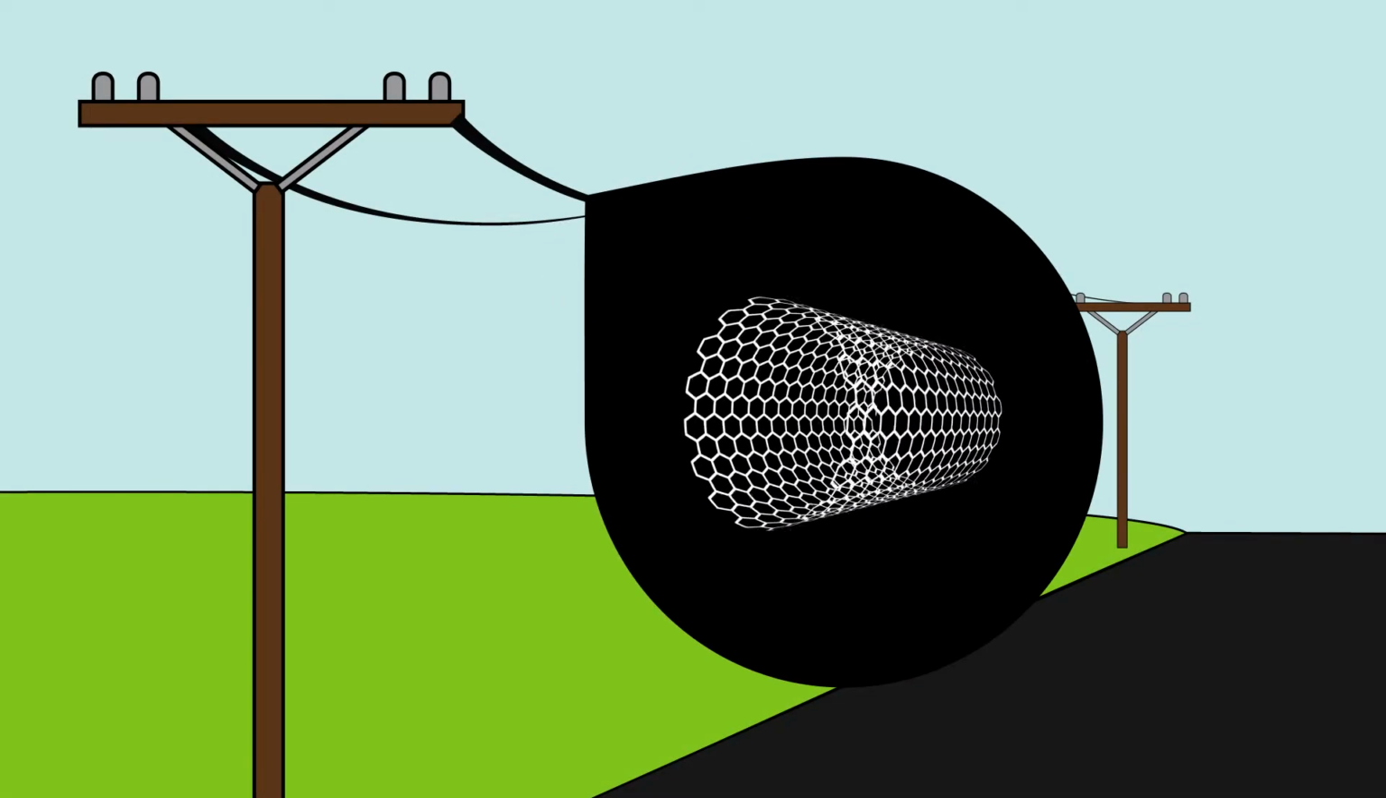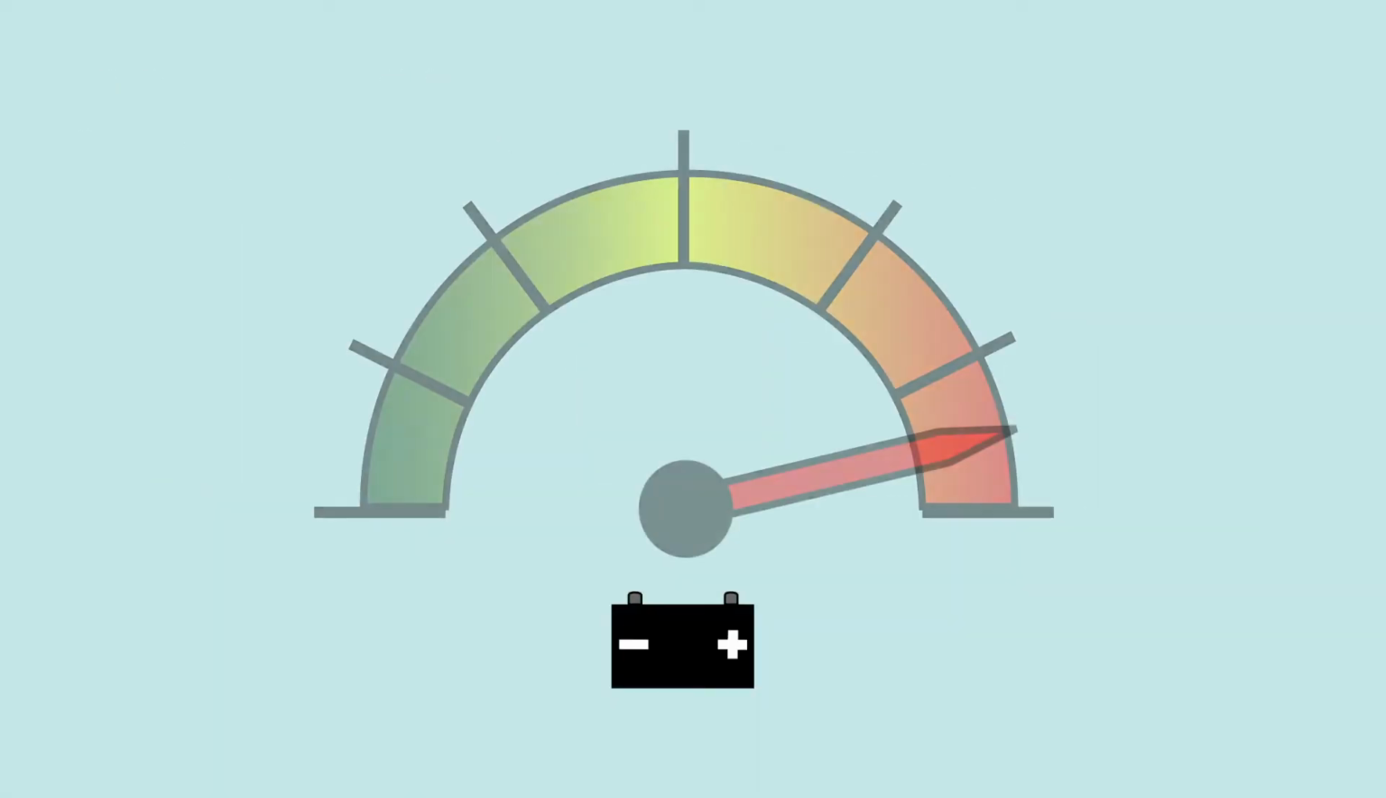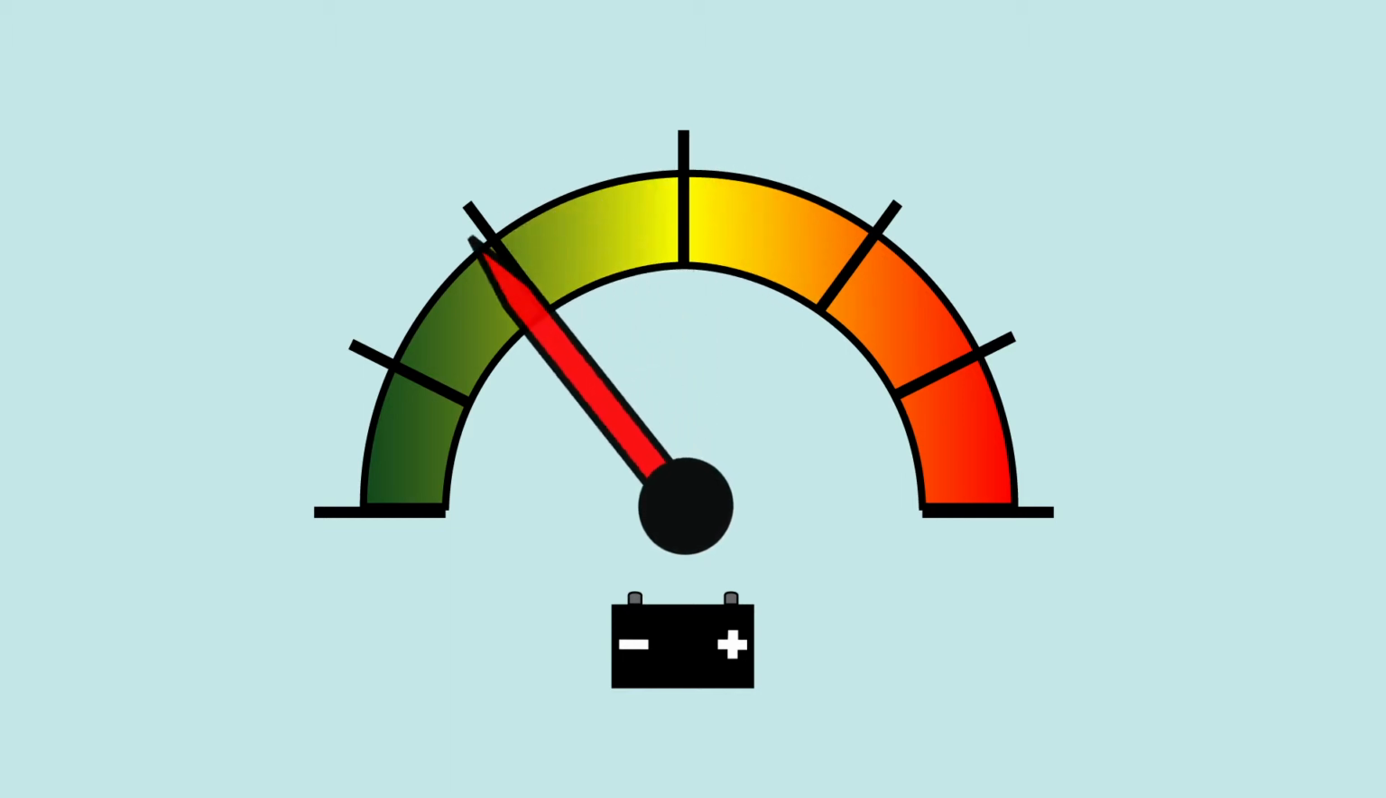And by replacing today's power lines with ones using highly conductive carbon nanotube wires, we could save 4 times as much energy as the Hoover Dam produces in a year.